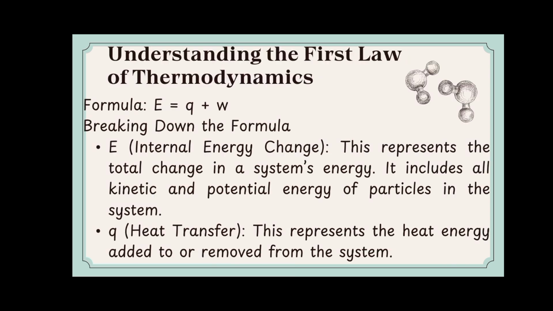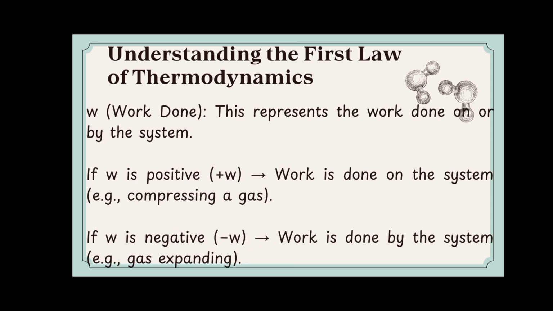Let's break down the formula. E equals Q plus W. E, or internal energy change. This represents the total change in a system's energy. It includes all kinetic and potential energy of particles in the system. Q, or heat transfer. This represents the heat energy added to or removed from the system. W, or work done. This represents the work done on or by the system.